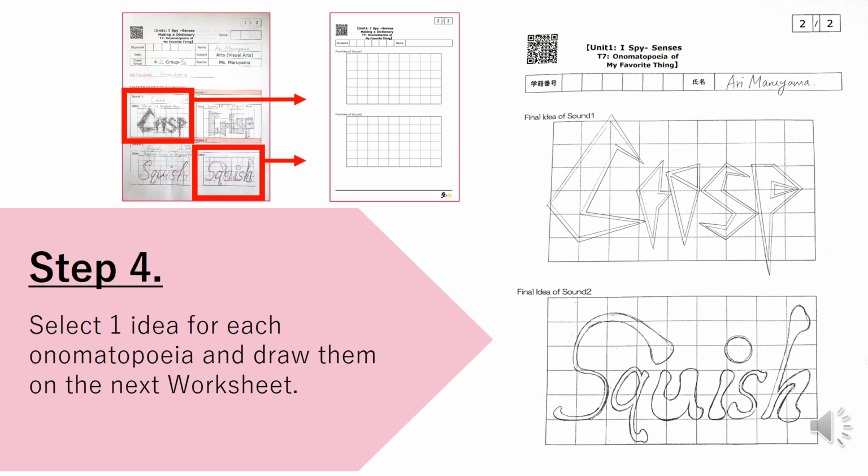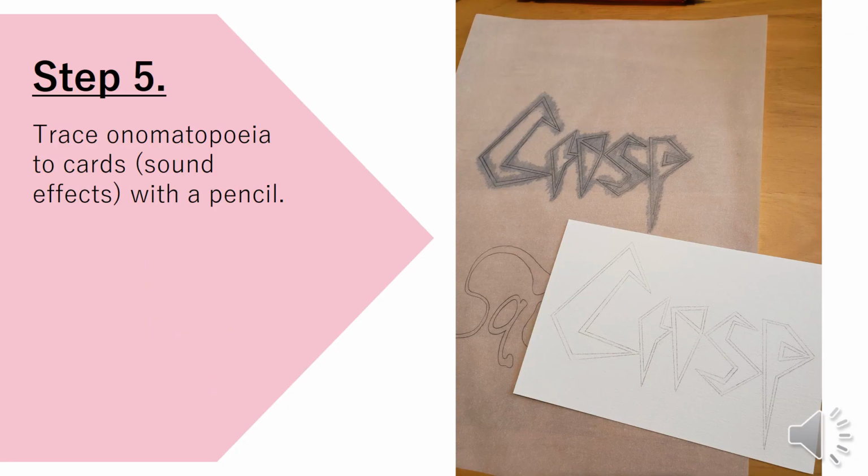Once you finish exploring ideas in the front page of the first worksheet, you are moving on to the second worksheet. So step 4, select one idea for each onomatopoeia and draw them on the next worksheet. Starting from here, the step 5, you are going to work on next week. Trace onomatopoeia to cards with a pencil.